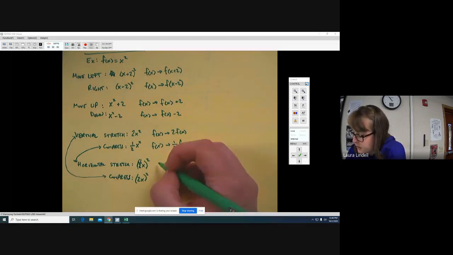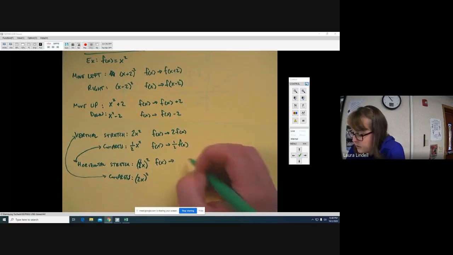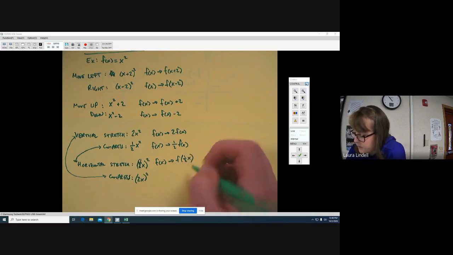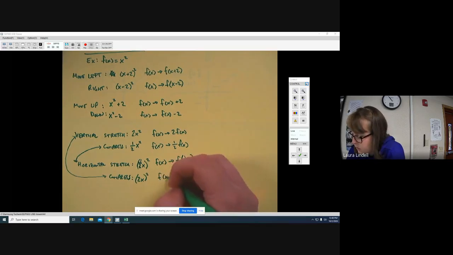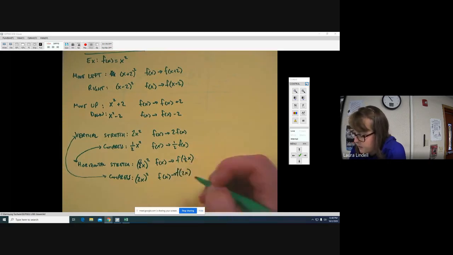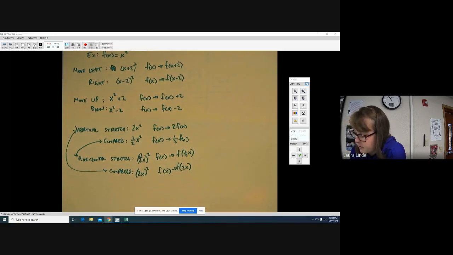So if I was going to do it with function notation, horizontal stretch would look like that. Horizontal compression would look like that. Okay. And then the last thing that we have is reflecting over the axes.